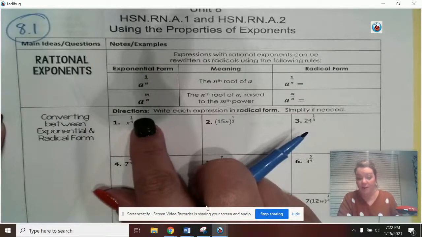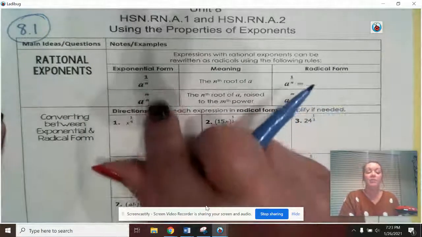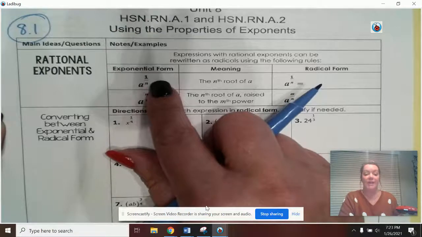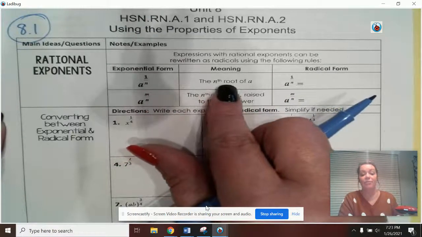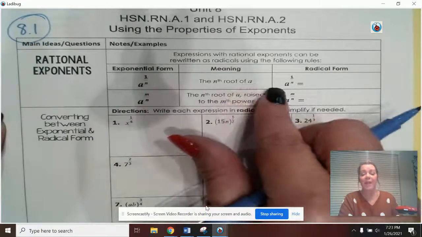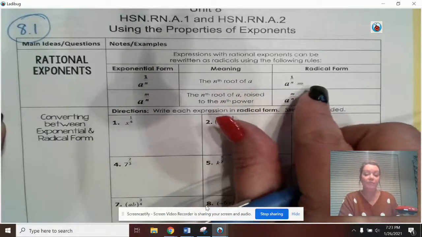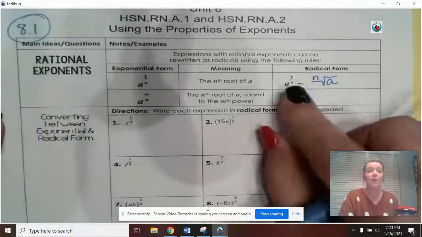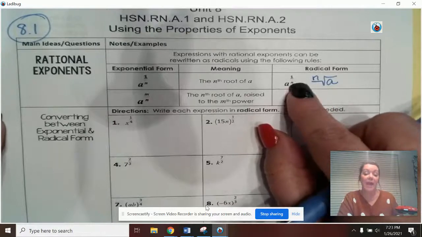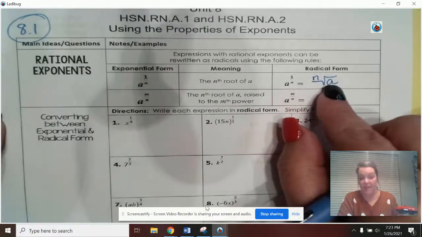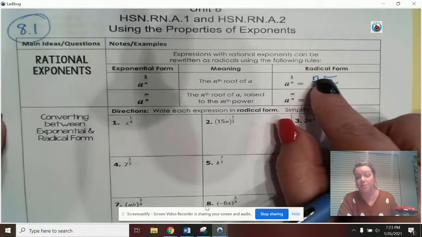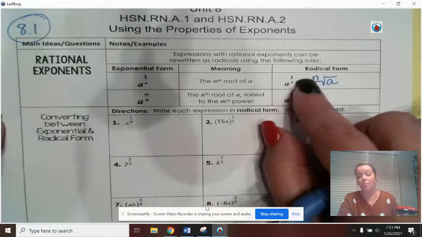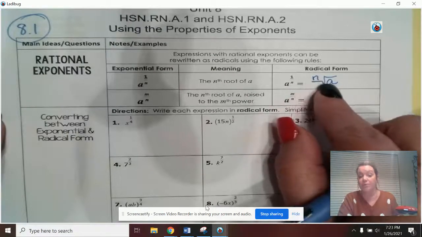It's a fraction, okay? So there are a couple of different rules that we're going to look at here. The first one says a to the 1/n. That means the nth root of a. So a to the 1/n, written in radical form, is really the nth root of a. Okay, so if this was a to the 1/2, that's the square root of a, because we don't write the 2 in a square root, but we know the 2 is assumed there. So it would be the square root of a. If it was a to the 1/4, it would be the 4th root of a.